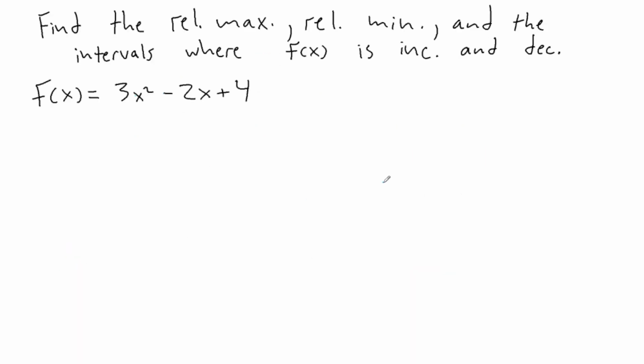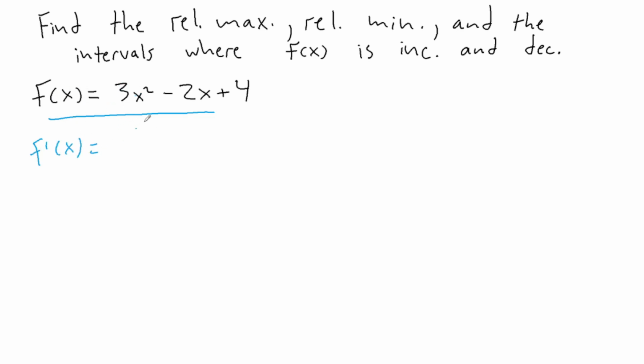Okay, so here we're being asked to find the relative maximum, the relative minimum, and the intervals where f of x is increasing and decreasing. And this right here is f of x: f of x equals 3x squared minus 2x plus 4. So the first step is finding f prime of x, the derivative of f of x.